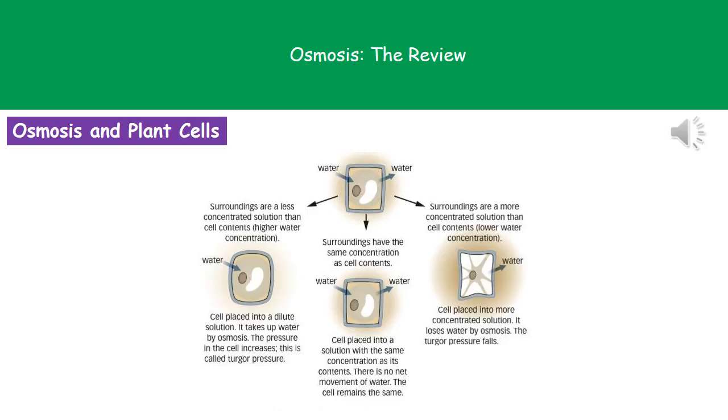If we then look at the diagram on the right, what we're doing there is placing our cells into a more concentrated solution. This would be like a strong sugar or strong salt solution. As a result, our cells have a higher water concentration than the solution. So the water is going to move from inside the cells to the surrounding solution, and that means we're going to lose mass, because as water moves out, obviously mass decreases.